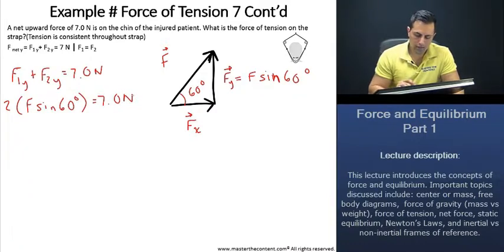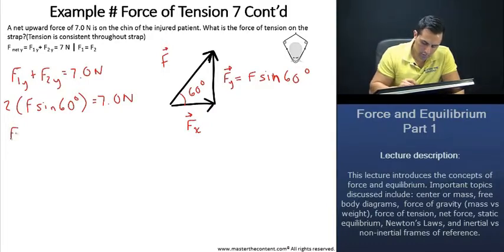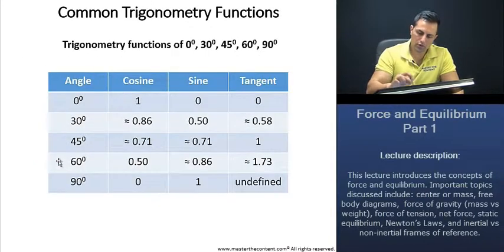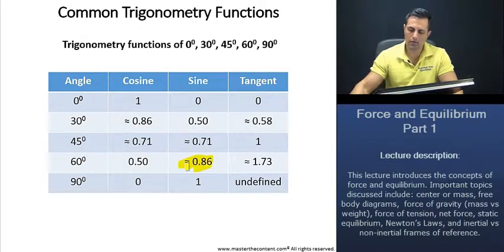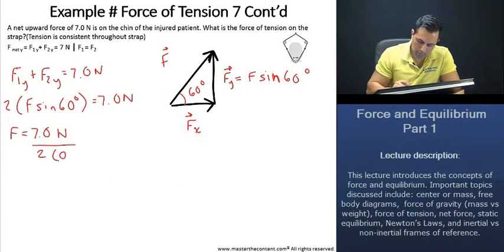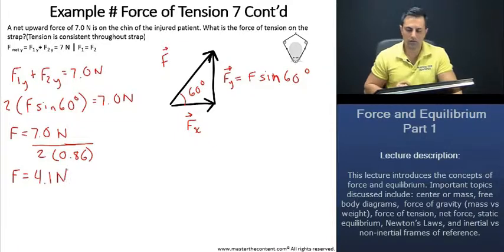Now, if we isolate for force, that's going to give us the force of tension on the strap. That's going to give us 7 newtons over 2 sine 60. If you recall from our trig functions, I told you to really commit these to memory, the common trig functions: sine 60 is just going to be 0.86. Thus, once we equate this, we find that the force on the strap is going to be 4.1 newtons. There you are.